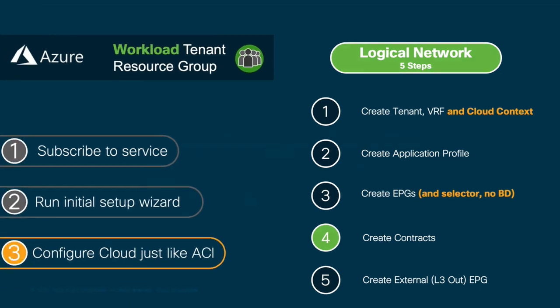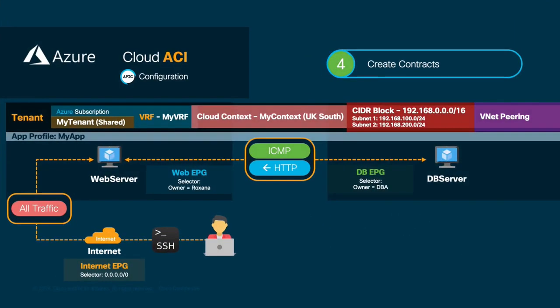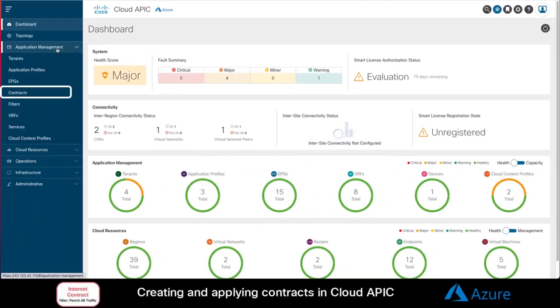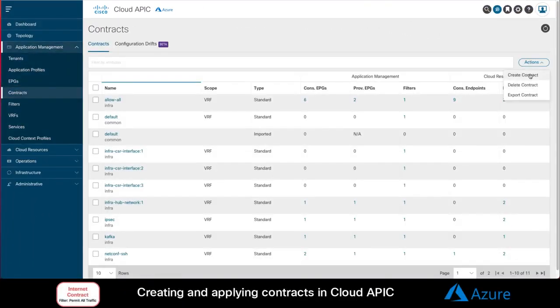In this case, we will want to allow all traffic coming from the internet to access our web server instance. Therefore, the consumer will be the internet and the provider will be the web EPG. And this configuration should result in automating the right network security group rules on Azure. In your Cloud APIC, go to the contract section and we will create a new contract called Internet.